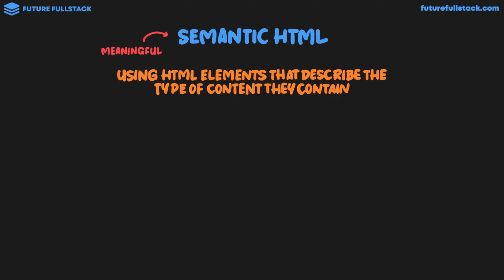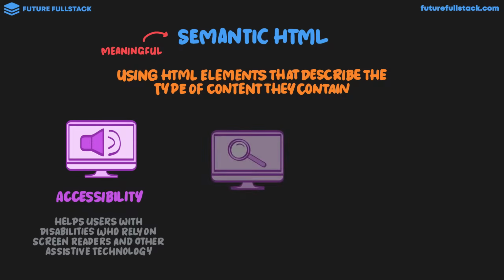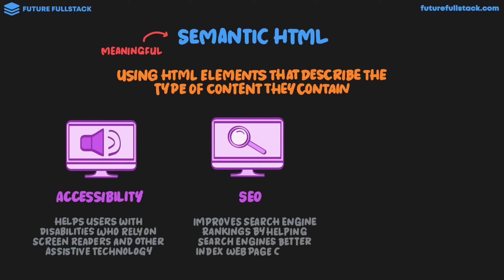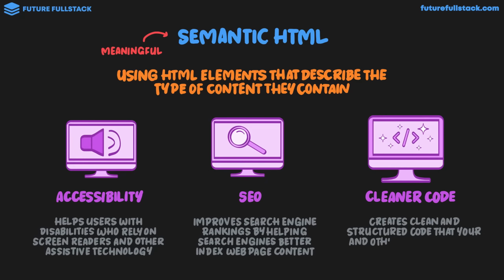I want to discuss 3 reasons why using semantic elements to group content is better practice. The first is accessibility. It helps users with disabilities who rely on screen readers and other assistive technology. The second reason is SEO, which stands for Search Engine Optimization. It improves search engine rankings by helping search engines better index web page content. And the third reason is cleaner code. It creates clean and structured code that you and other developers can more easily understand.